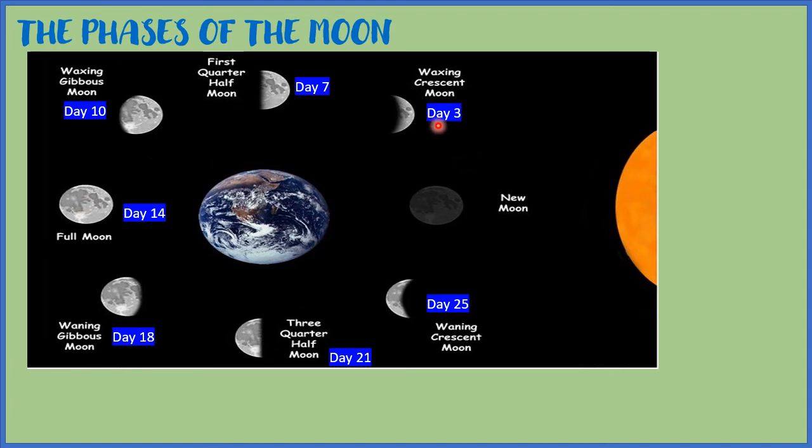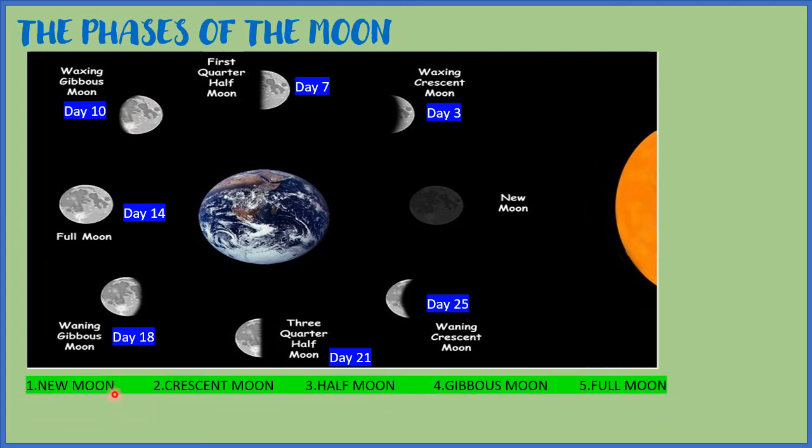Here, as the size of the moon is increasing, it's called the waxing moon. After 14th day, the size of the moon starts decreasing. It's called the waning moon. So we have again the gibbous moon, half moon, crescent moon, and new moon, that is no moon at all. We cannot see the moon. So these are called the different phases of the moon.